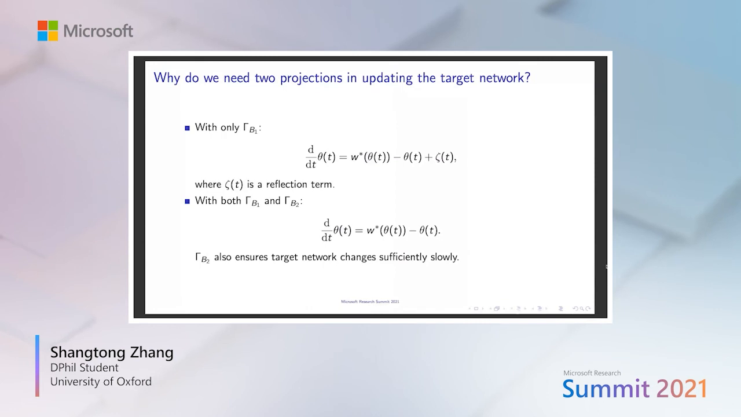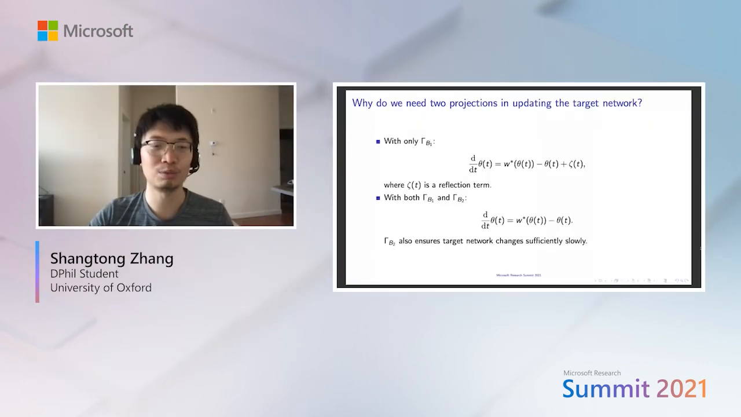So in this ODE, there is a reflection term, zeta t. Because of this reflection term zeta t, it's very difficult to analyze the asymptotic behavior of the target policy. But we are able to remove this reflection term zeta t with two projections, tau B1 and tau B2. So with those two projections, we get a very nice ODE, and we are able to analyze the asymptotic behavior of the target policy. Also, the second projection, tau B2, also ensures the target network changes sufficiently slowly, so our two-time scale setting will hold.